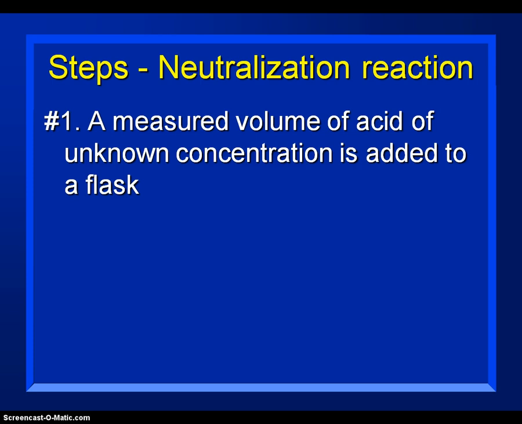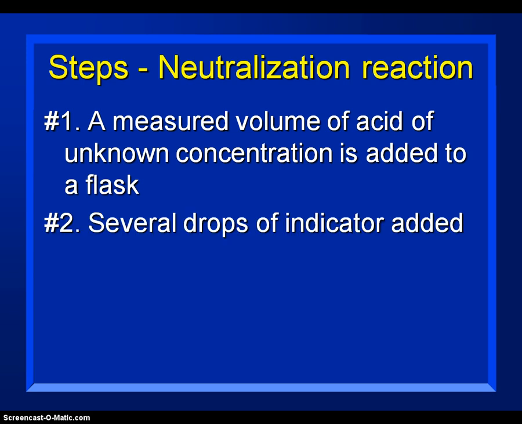So how we're going to do this is we're going to measure out a specific volume of an acid of unknown concentration and place it into a flask. So we know the correct volume, like say 50 milliliters, of this acid that we don't know the concentration of. Then we add indicator to the acid. If we use phenolphthalein as we add the indicator, the solution should stay colorless.